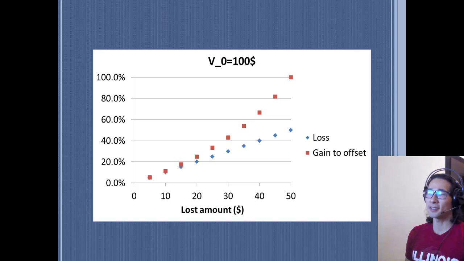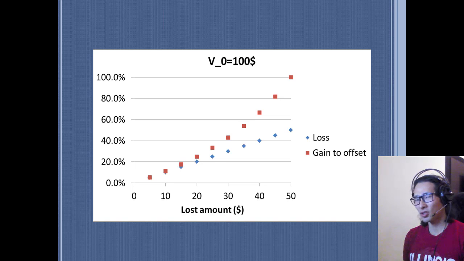So the loss percentage is a first order function of the loss amount. And the red squares show the gain needed to offset the previous loss at a given amount. So for example, for a loss of $20, we have lost 20% of our investment. And to go back to our previous 100%, which is equivalent to $100, we need more or less a 22% gain. And to offset a $30 loss on a $100 investment, we need more or less a 42% gain. And to offset a 50% loss, we need a 100% gain. So we need to make twice as much to break even if we lose 50% of our investment.